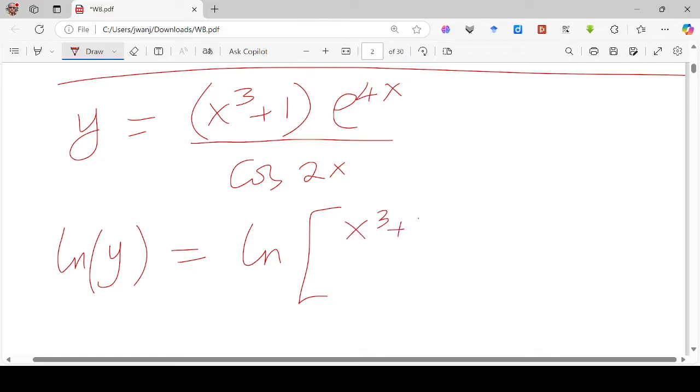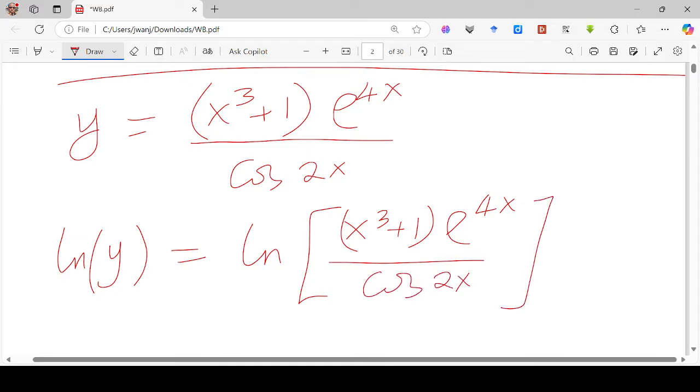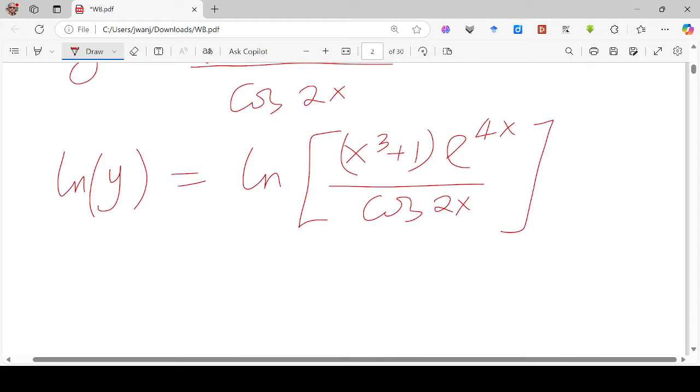x cubed plus 1 e raised to power 4x divided by cosine of 2x. Now we shall apply the rules of logarithms to the right hand side. If you look at this expression, you'll notice that the expression inside the brackets is first a quotient. There is the numerator and the denominator. By the first law that we stated, this can be expressed as the logarithm of the numerator minus the logarithm of the denominator.